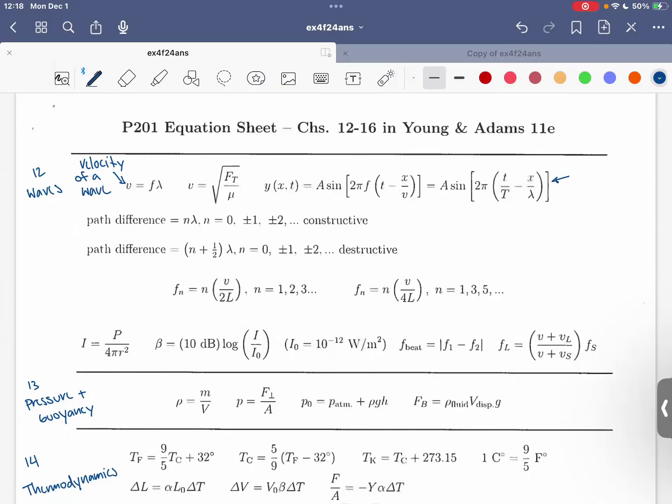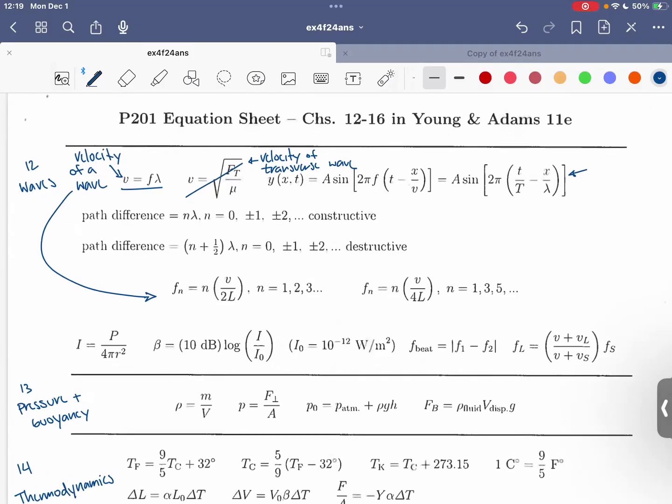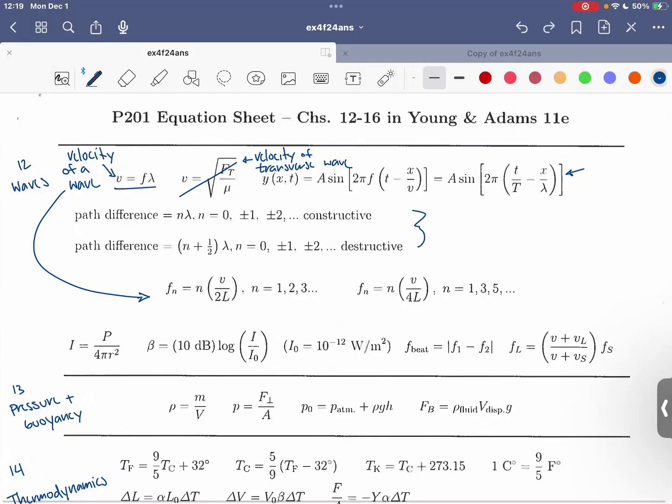And then this is velocity of a transverse wave. But the second one is not as important as this first one. And this first one's important because it allows us to convert these equations between frequency and wavelength. And so we'll come back to these two equations.